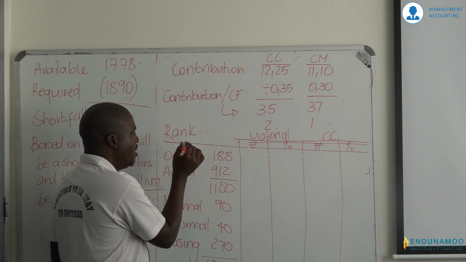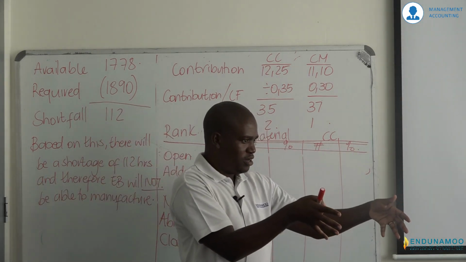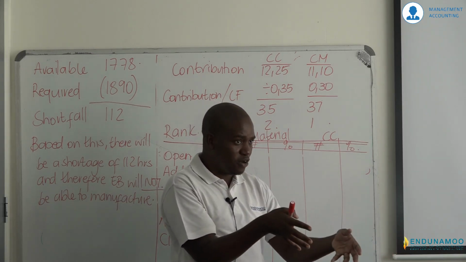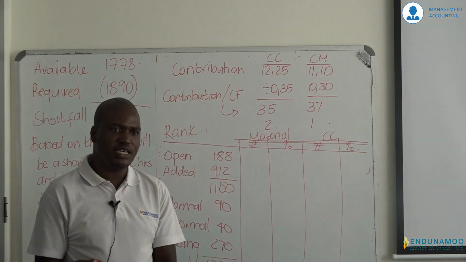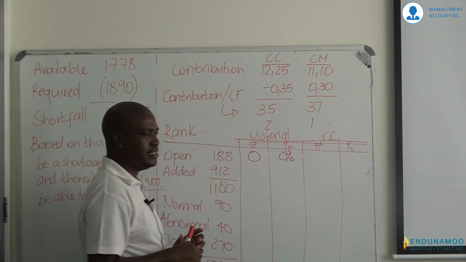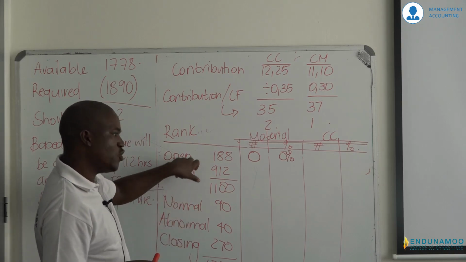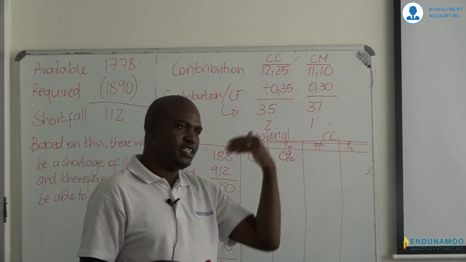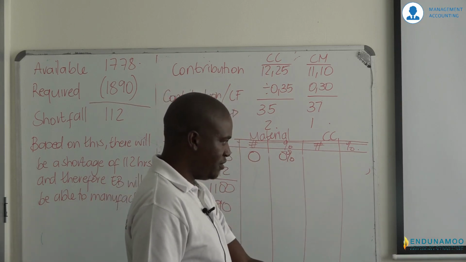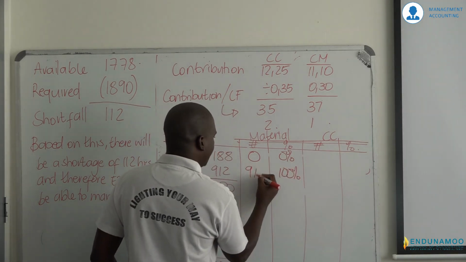For the opening stock, how much material was put in the previous period? 100%, because it's put in at the beginning of the process. So how much do we still need to put in the current period? 0. So that means it's 0 quantities as well. Then for the ones that were added and completed, how much material did we put in the previous period? 0. So how much material did we put in the current period? 100%. So 912.